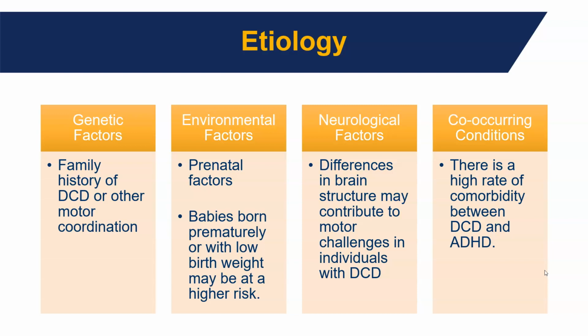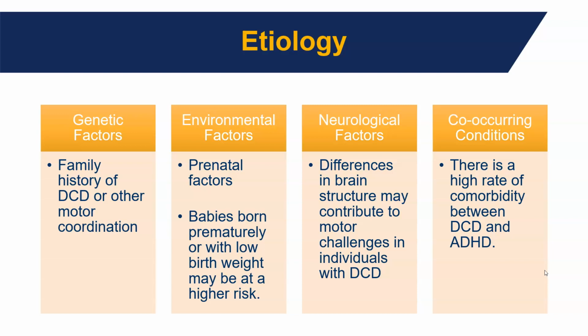Etiology. So DCD is really a complex condition that can arise due to various contributing factors. It's important to consider the interplay between genetics, environmental, and neurological factors when understanding the development of DCD. While the exact cause of DCD is not fully understood, the following factors have been identified as potential contributors. Genetic factors. A family history of DCD or other motor coordination difficulties may give the individual an increased risk of developing DCD. Environmental factors. Prenatal factors such as maternal smoking or alcohol consumption. Also, babies born prematurely or with low birth weight may be at higher risk. Neurological factors.